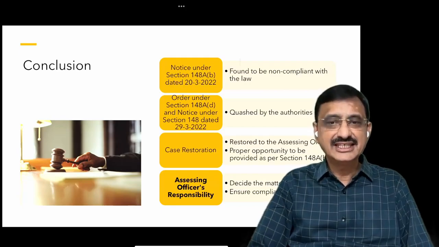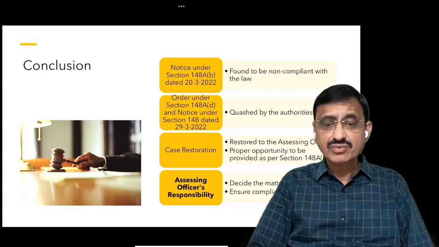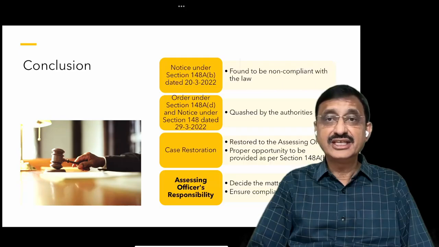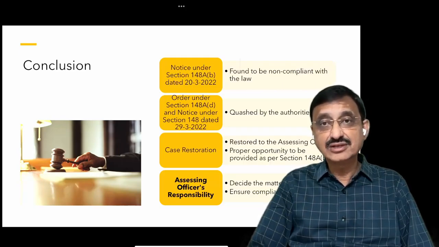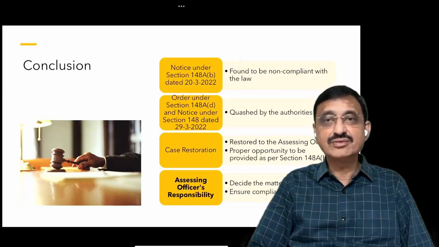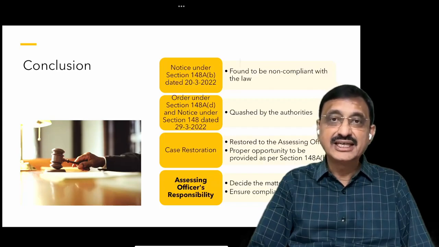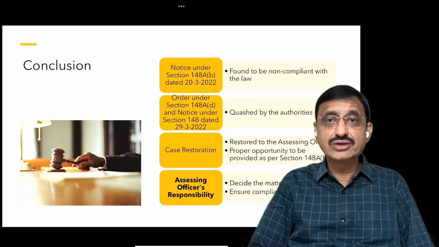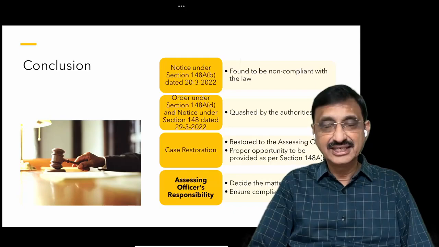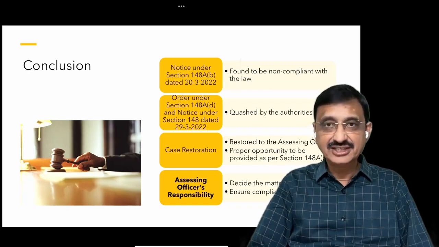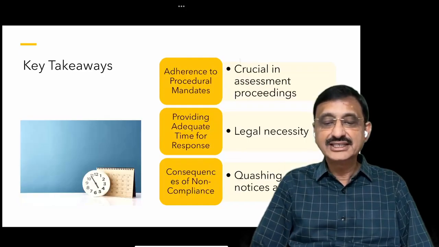So, to conclude, what we can say is that the notice under section 148A is not in accordance with law. So, the order passed under section 148A, as well as the notice issued under section 148, as well as the order passed under section 147, are liable to be quashed, and the assessing officer is directed to take up the case afresh. It has been directed that the proceedings should be in accordance with law. Proper opportunity is to be given, that is, sufficient time as mandated by law should be given to the assessee to respond. And also, the assessing officer is required to decide the matter afresh, and this time has to ensure that the law is complied with.